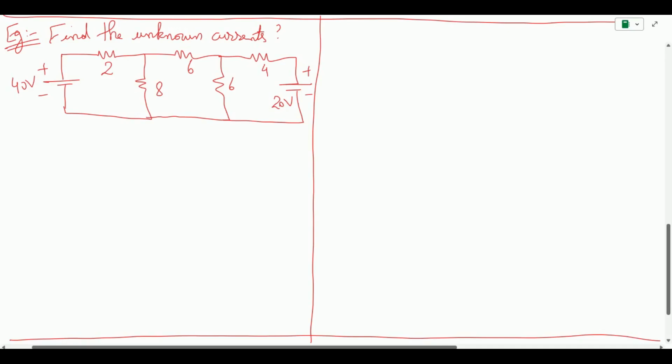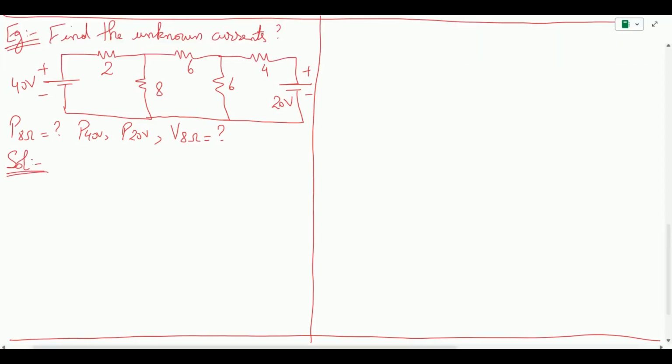We can also find the power delivered or dissipated across the 8 ohm resistance. What is the power supplied by the sources? This is 40 and 20 volts. And how about the voltage across the 8 ohm? So these are the unknowns we can also find. So let us see how to apply this.